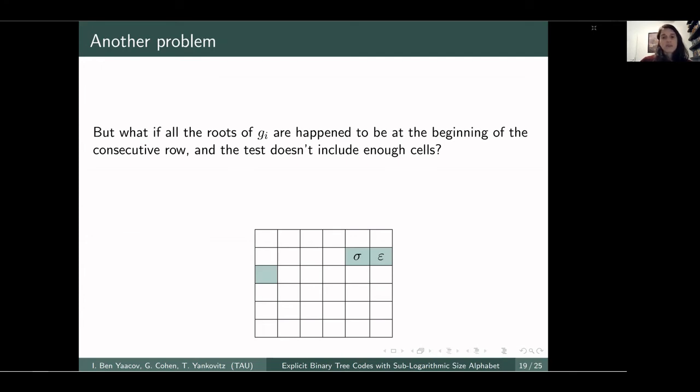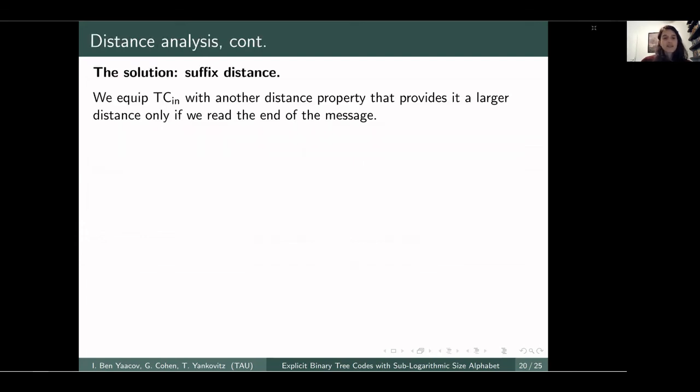What if all the polynomial roots happen to be printed at the beginning of the row, and the test doesn't include enough cells? In this case, we must rely on the given tree code, which is applied to the rows, but then the distance will deteriorate. Our solution is equipping it with another notion of distance, which kicks in only when it completes reading its inputs.